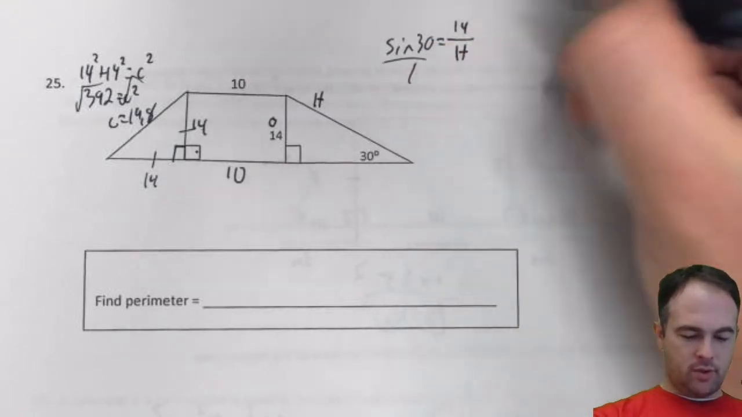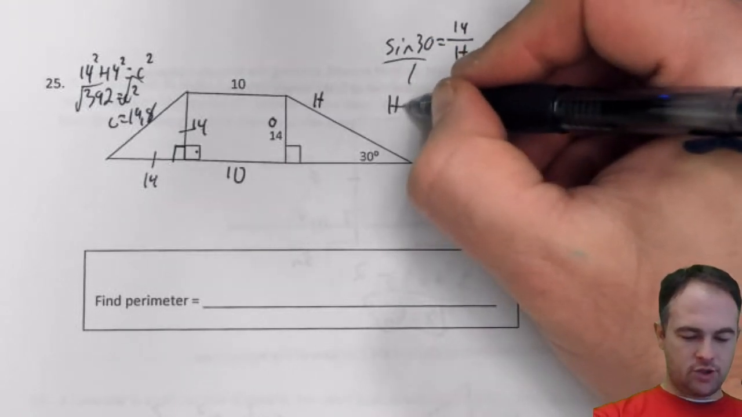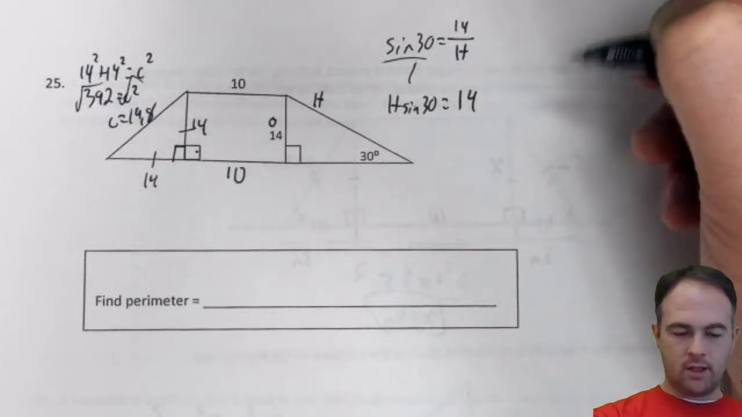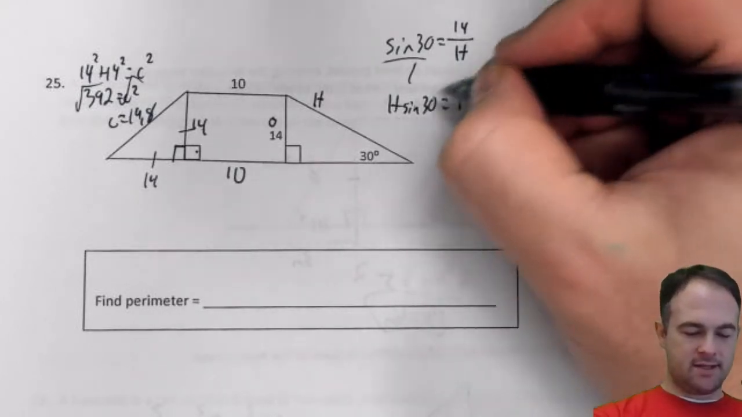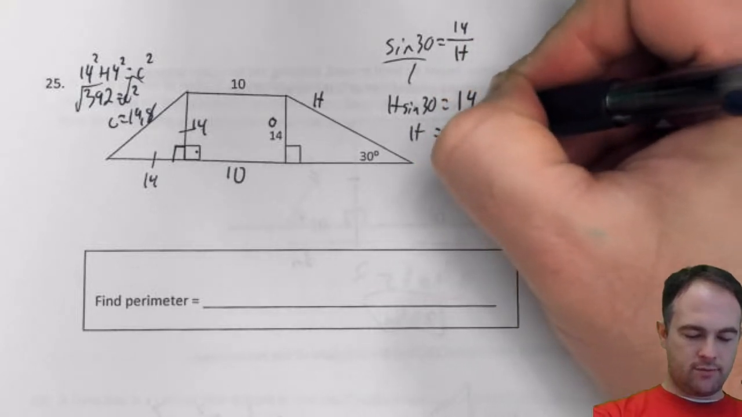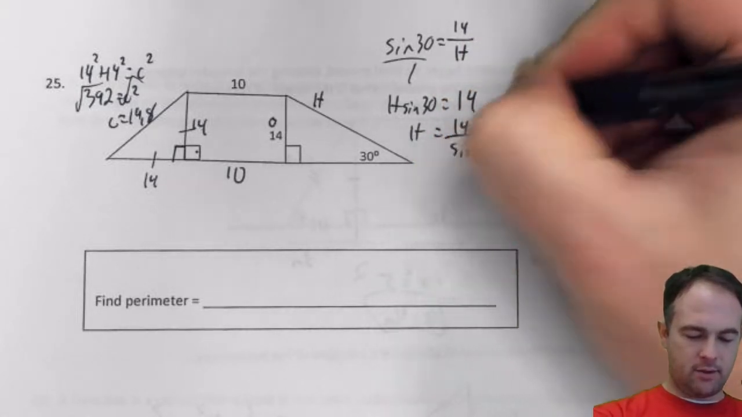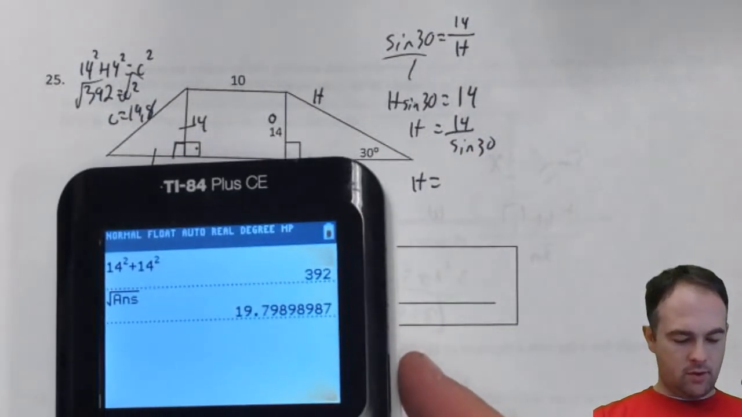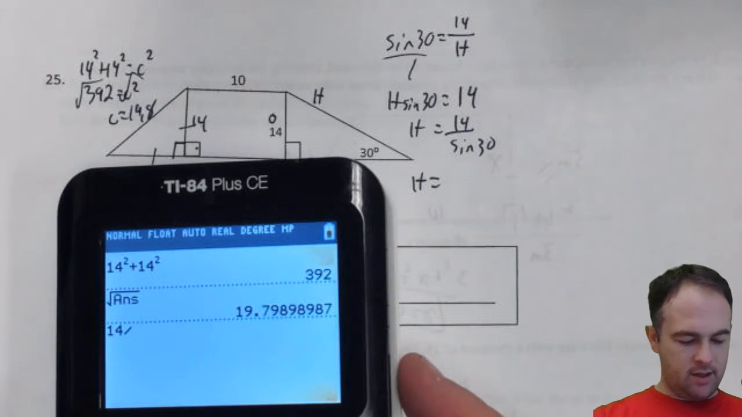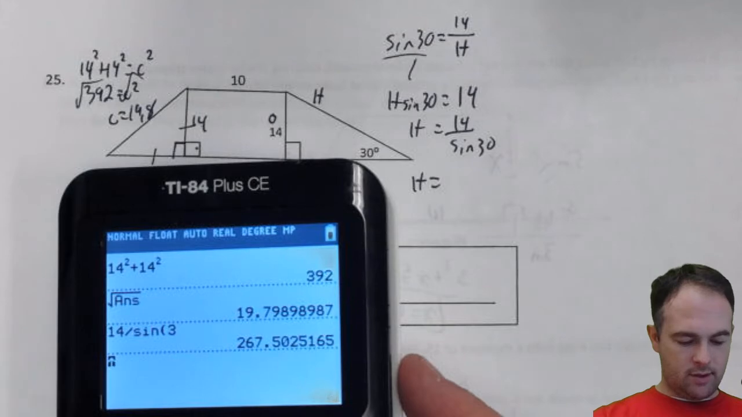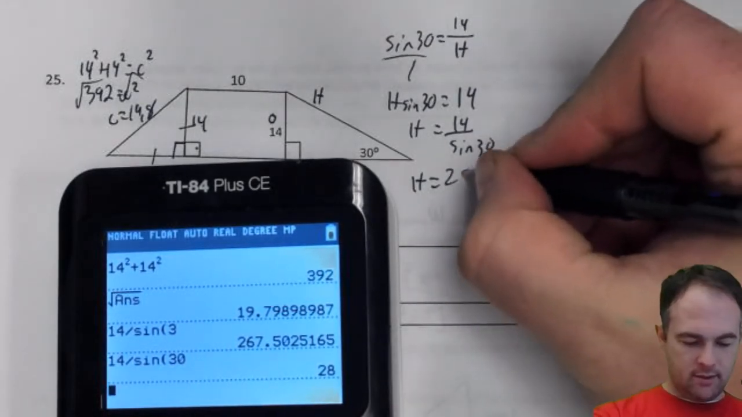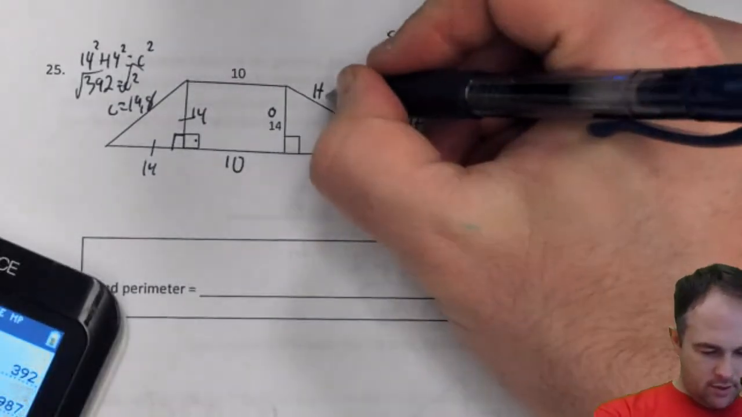Now let's cross multiply and solve. We've got h sine 30 is equal to 14. Now let's divide both sides by sine 30. H equals 14 divided by sine 30. And then we go to our calculator. 14 divided by sine 30. Let's try that again with a 0 on the end this time. It is exactly 28. So h here is 28.